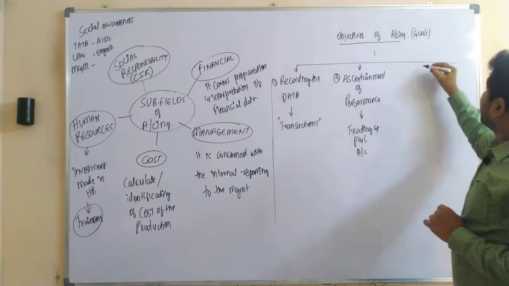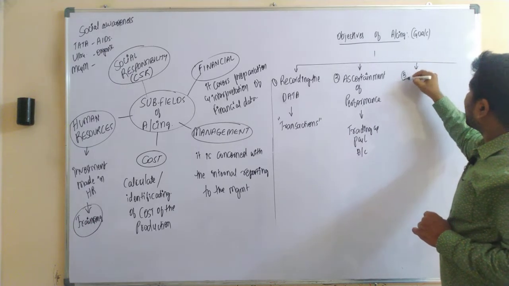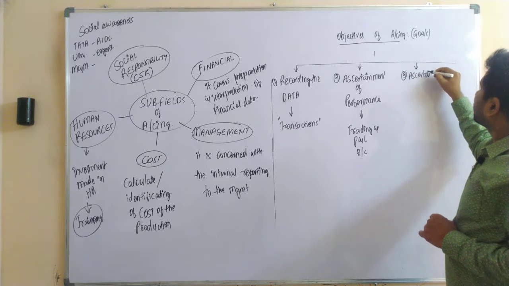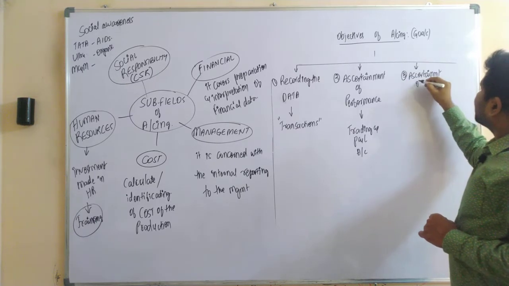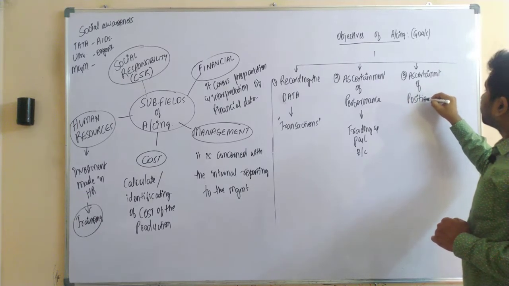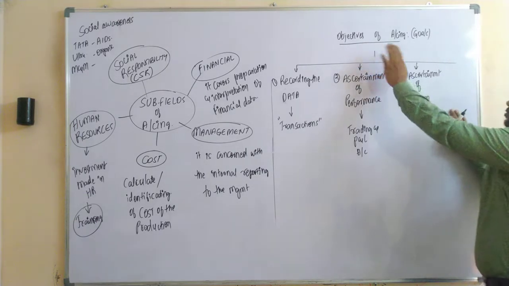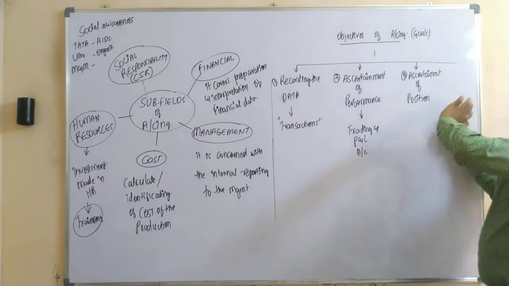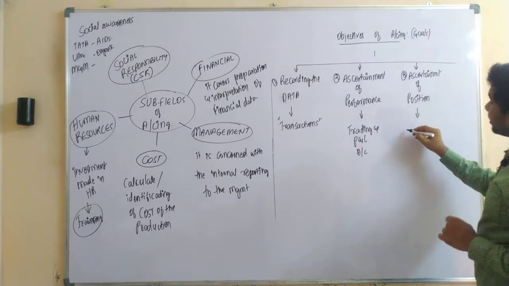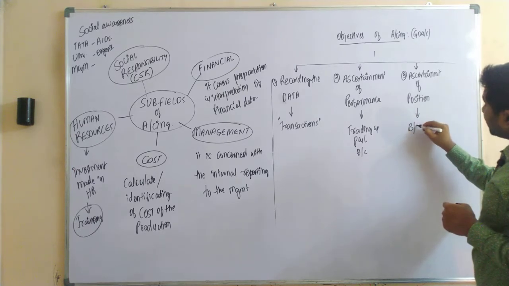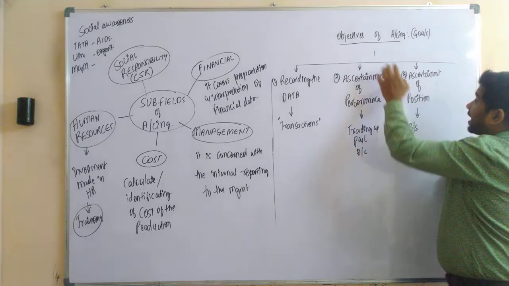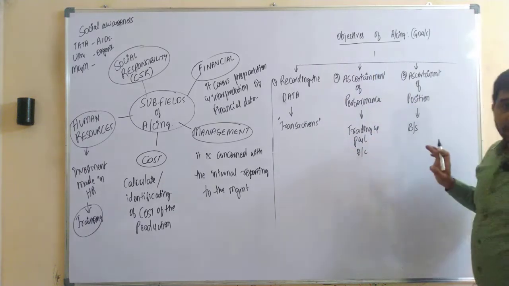Now your next objective is nothing but ascertainment of position. So what is the next objective of accounting, sir? That is nothing but ascertainment of position. Position is nothing but your balance sheet. So by preparing your balance sheet, you are going to ascertain the position of the company.